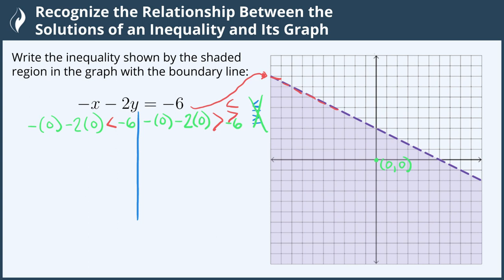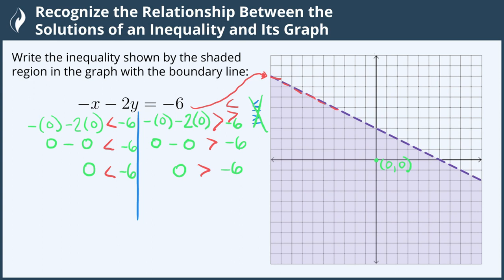Now let's go ahead and do the calculations. Negative times 0 is 0, minus 2 times 0 is also 0. And these are the exact same calculations on the right-hand side. Negative times 0 is 0, and 2 times 0 is also 0. Then we will finish up our inequalities with a less than and a greater than. And then we'll finish calculating. 0 minus 0 is 0, and 0 minus 0 is 0. And on the right-hand side of both of those inequalities will be negative 6, and we will find which of these gives us a true statement.